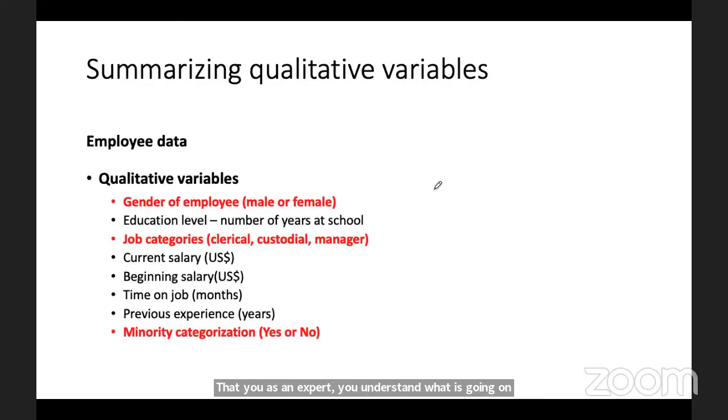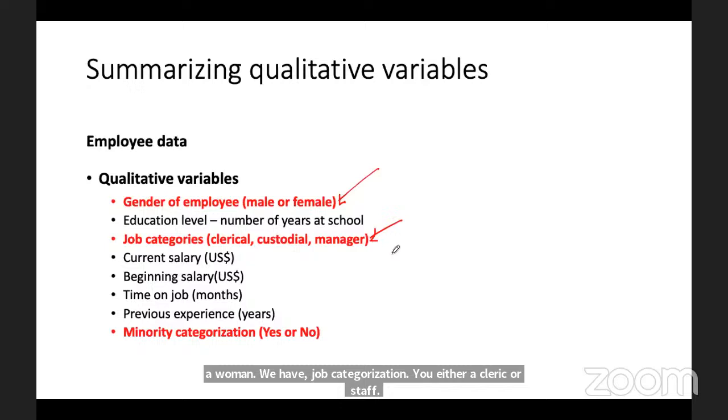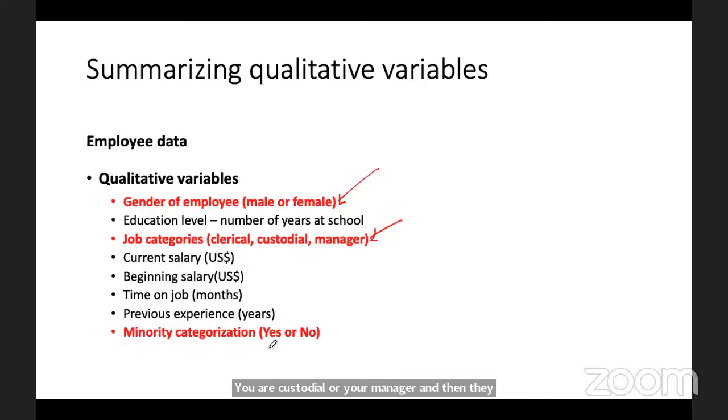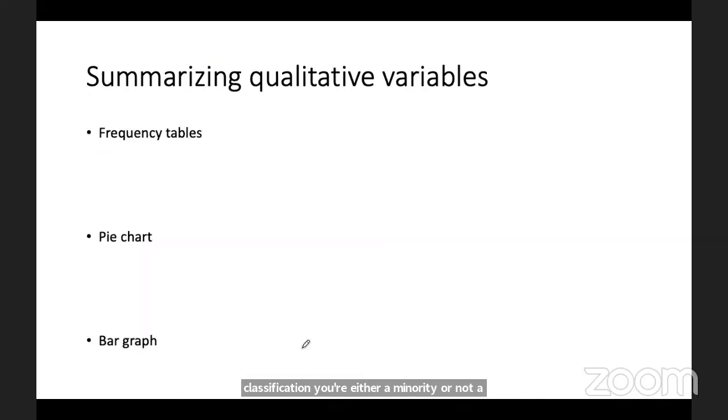Okay, so from our list of variables, there are three variables that are qualitative. We have the gender, man or woman. We have job categorization. You're either a clerical staff, you're a custodial, or you're a manager. And then the minority classification. You're either a minority or not a minority, depending on how a minority is defined.